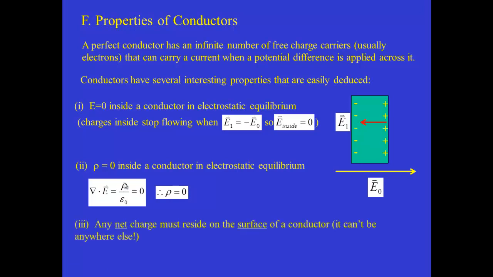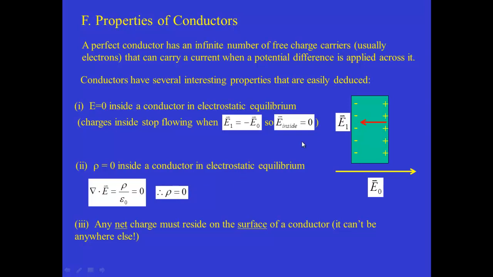A third one is a rather simple one too, and it says that if the conductor is not neutral, if there's a net positive or negative charge, perhaps because we've deposited excess charge onto the conductor, any net charge that there is must reside on the surface. And of course the reason I know that is because property 2 says that inside the conductor the net charge density must be 0, and therefore if there is any net charge it must be on the surface.